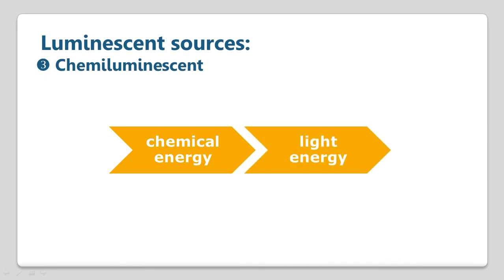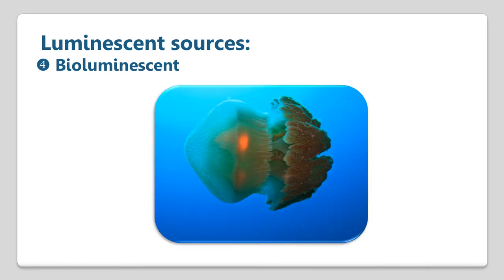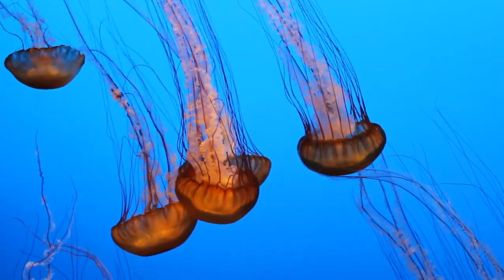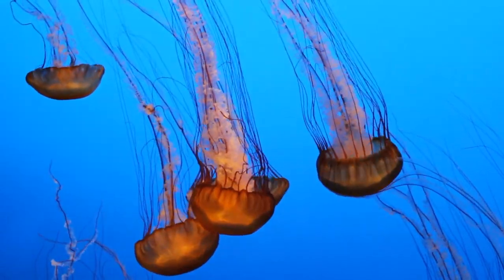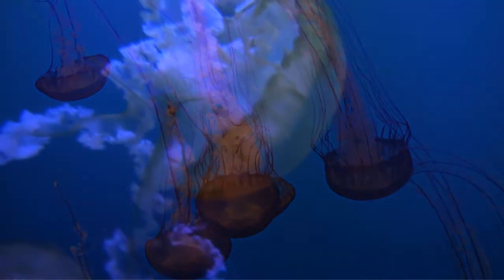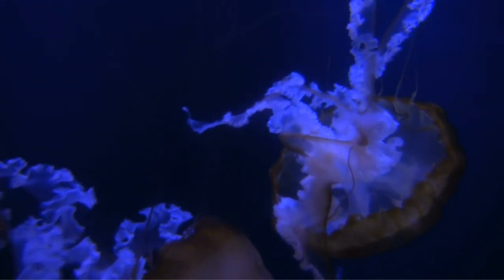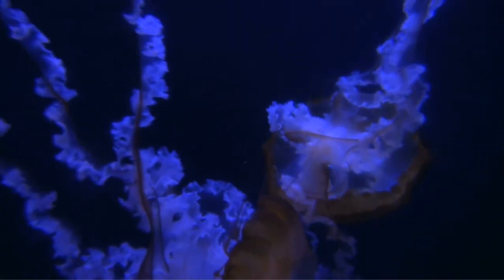If chemiluminescence takes place inside a living organism, we actually modify the name and now call it bioluminescence. Bio means life. My favorite example of bioluminescence has to be jellyfish. These organisms, like so many other deep-sea creatures, have to create their own light because only a small amount of sunlight can reach so far beneath the ocean's surface.